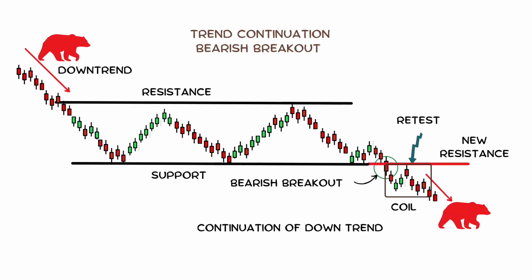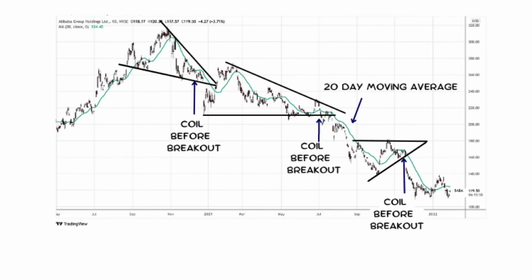This example shows coil forming below the channel support line, which shows a bearish breakout, and it also shows the strength of the bears who are keeping the price below the resistance line. Consolidation at the lows is an indication of the strength of the bears. Here's an example of a series of coils forming within a downtrend that caused prices to move further downward after a break below the coil.